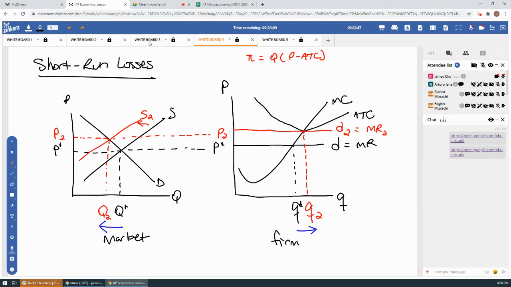For this one? Yeah. Thanks. Okay. I wanted to copy something.